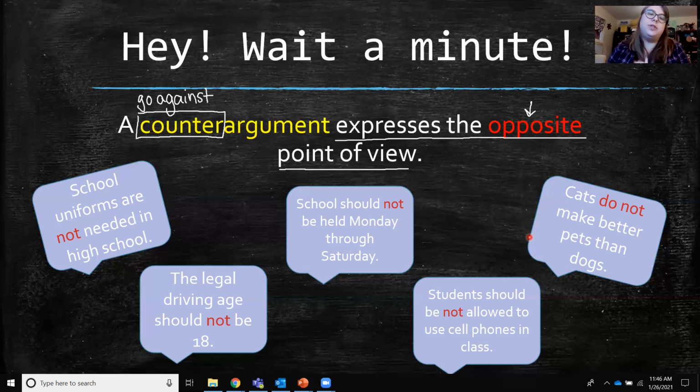So we want to be on the lookout for that. But keep in mind that anytime you see argument, there is always going to be an opposite side. It doesn't matter what we are working with, there's always an opposite to each argument.